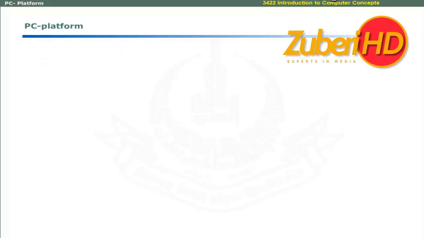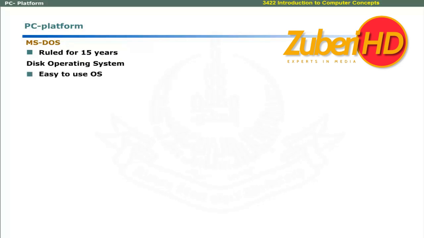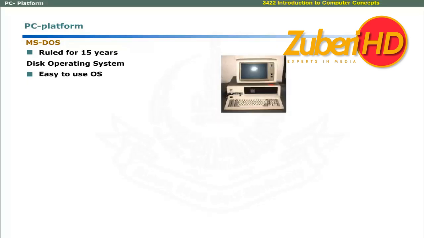The second PC platform that ruled the world of computers for the last 15 years is Microsoft Disk Operating System. It was easy to use operating system for IBM PC-AT and compatible computers. DOS became inadequate for powerful computing with the advancement in microprocessor technology. These are some limitations of DOS.